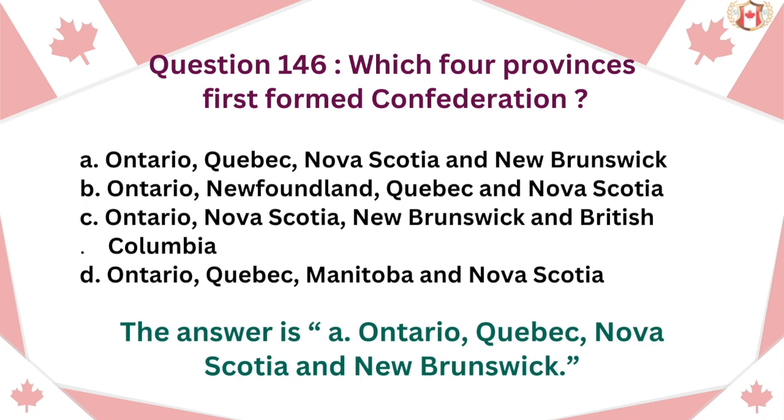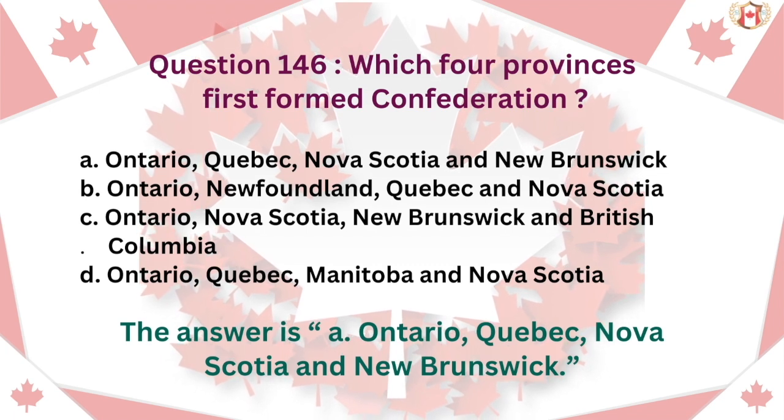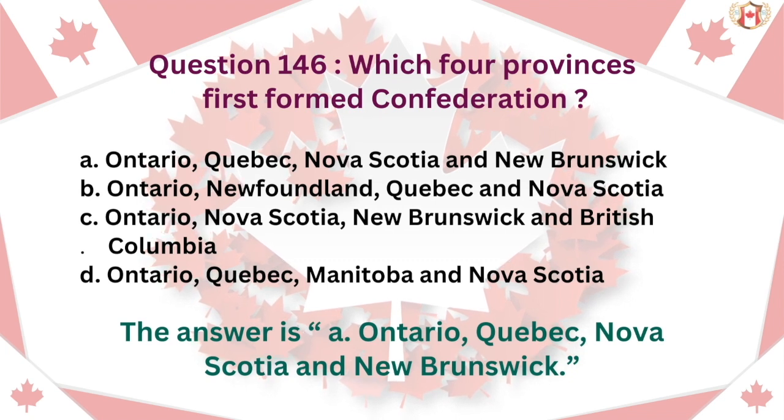Question 146. Which four provinces first formed Confederation? A. Ontario, Quebec, Nova Scotia and New Brunswick. B. Ontario, Newfoundland, Quebec and Nova Scotia. C. Ontario, Nova Scotia, New Brunswick and British Columbia. D. Ontario, Quebec, Manitoba and Nova Scotia. The answer is A. Ontario, Quebec, Nova Scotia and New Brunswick.